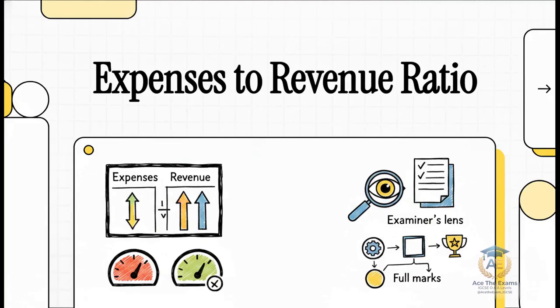Welcome to The Explainer. Listen up, because if you're currently grinding through your prep for the Cambridge Accounting AS and A-Level 9706 exams, you are in exactly the right place. I'm going to reveal something absolutely crucial right out of the gate. Mastering the expenses to revenue ratio? It's not just a good idea, it is absolutely essential for your success.